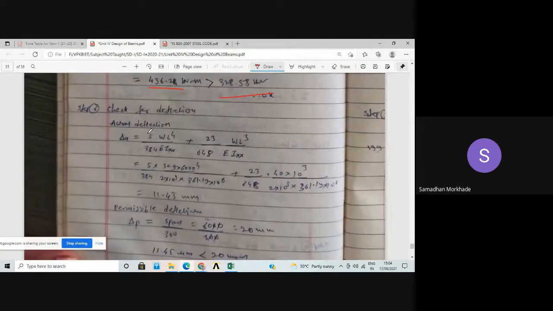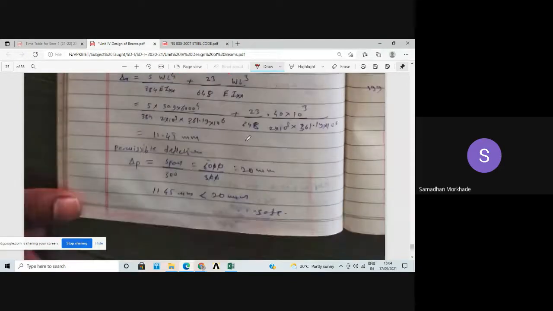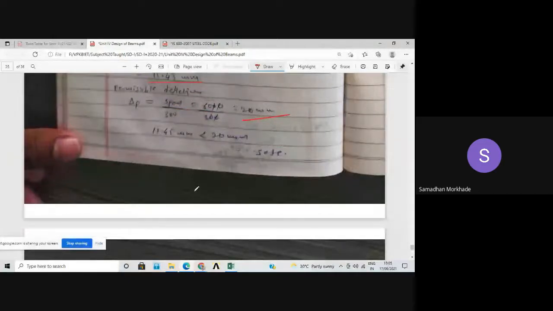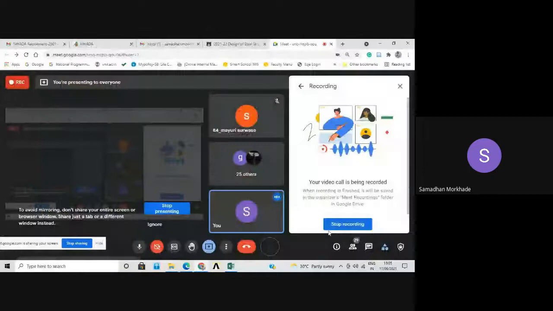Now check for deflections. Deflection due to UDL and deflection due to 2 point loads. It is based on working load, not factored load. So actual deflection comes out to be 11.45. Permissible deflection is span by 300, which is 20 mm. Therefore actual deflection is less than permissible deflection, therefore it is safe. So this is the design of built up beam.